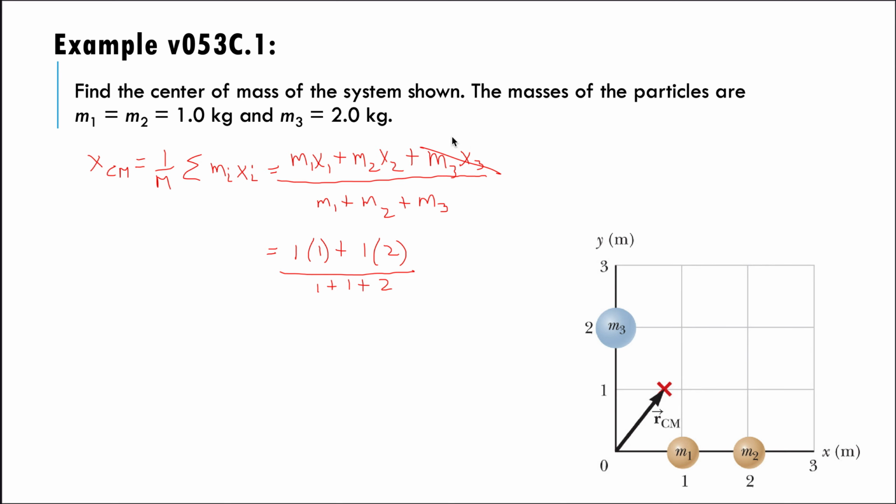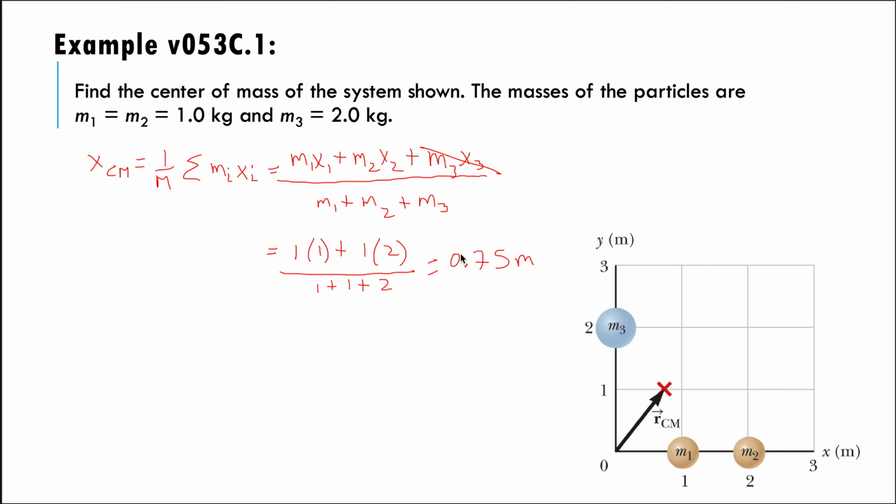Even though the term cancels out for the position, that does not mean that you cancel out M3. You still have to include it in the total mass, even if its position is equal to 0. We add up all of this, and it gives us 0.75 meters.